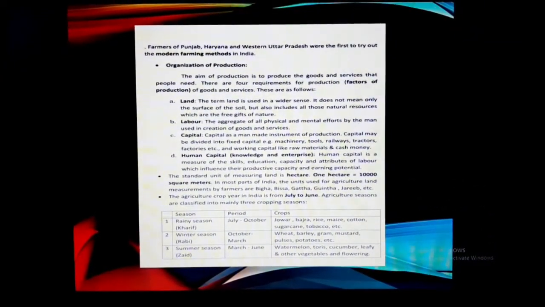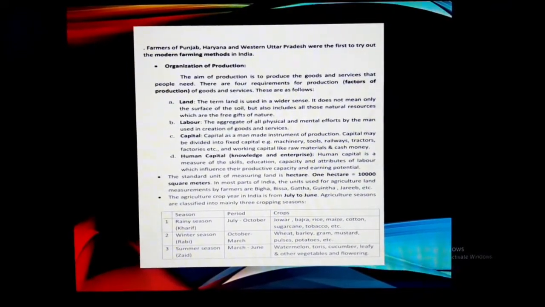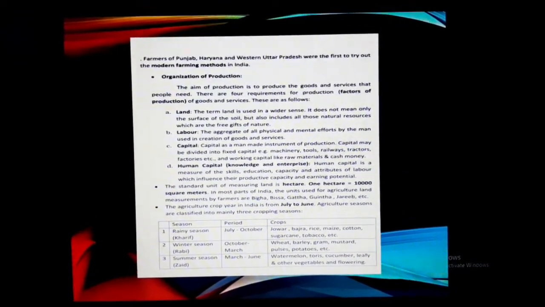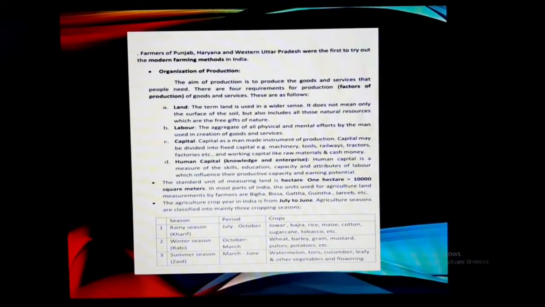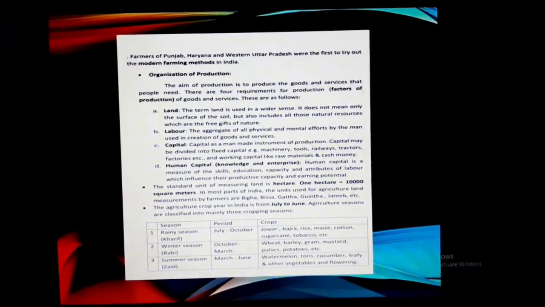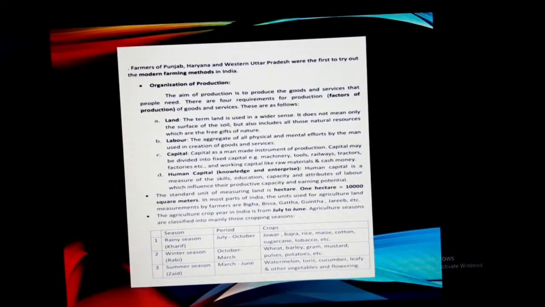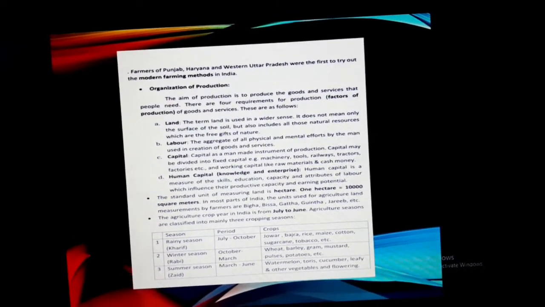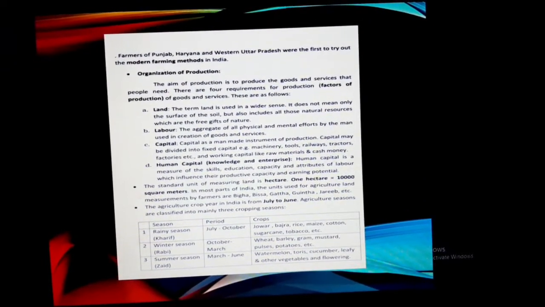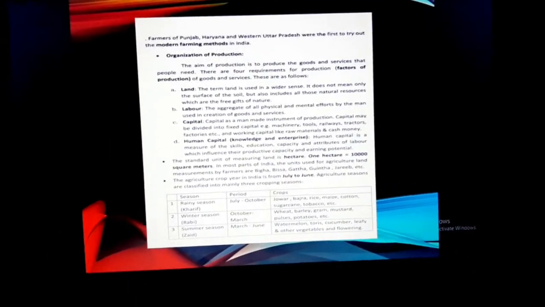Farmers of Punjab, Haryana, and western Uttar Pradesh were the first to try out the modern farming method in India, because at that time they were the most cultivating zones in India. They tried the new green revolution based on HYV seeds, which was initiated by Indira Gandhi, who was the prime minister at that time. As I have told you, on the organization of production, the aim of production is to produce the goods and services that people need.